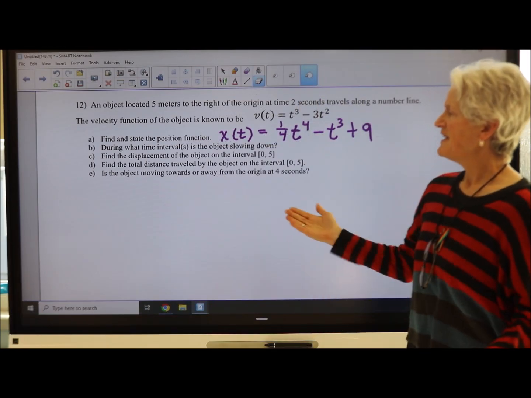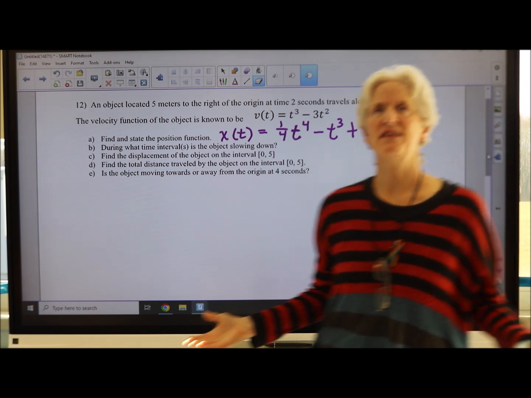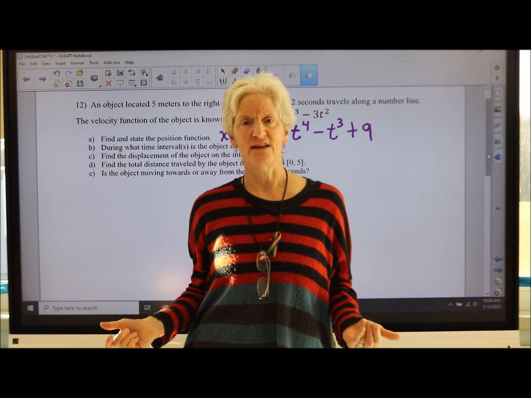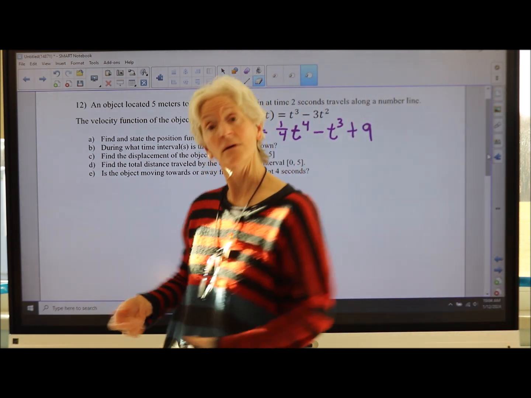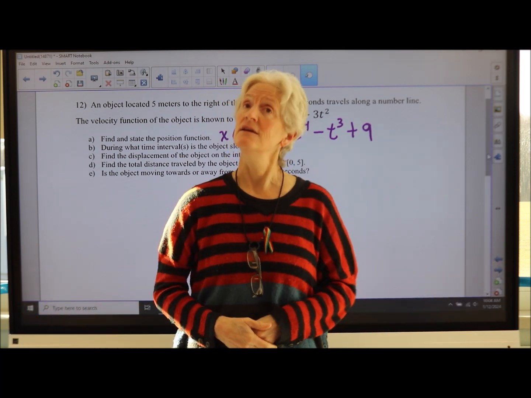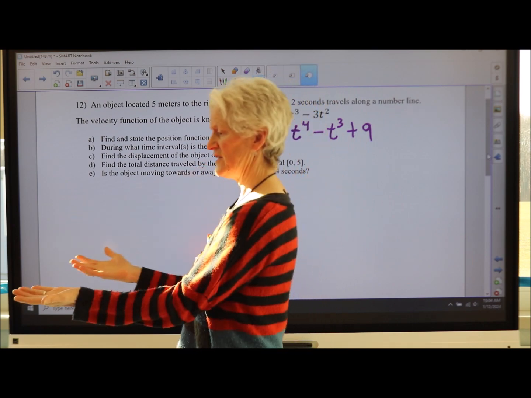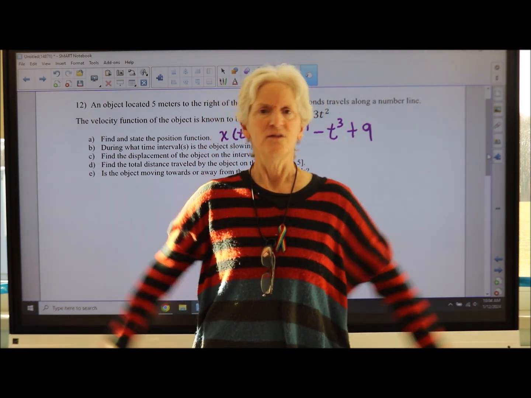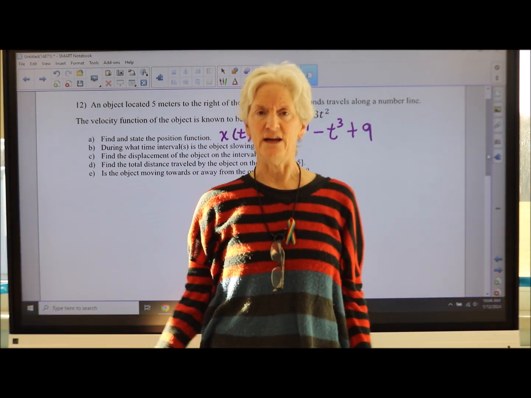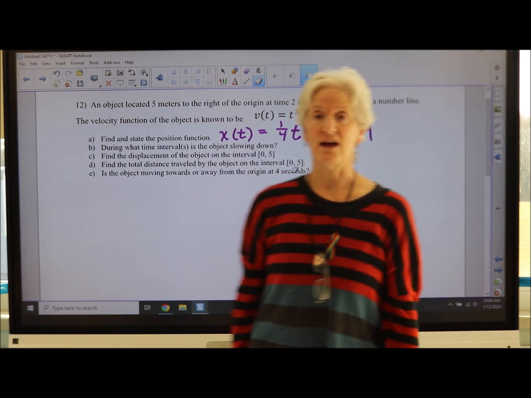On to part E. E asks, is the object moving towards or away from the origin at 4 seconds? Well, let's think about what information we need to answer that. We need to know what direction I'm moving in. That would be velocity. Positive velocity, I'm moving to the right. Negative velocity, I'm moving to the left. Origin, remember, is the 0 on the number line. So what other piece of info do we need? Yeah, we need to know where we are at 4 seconds.